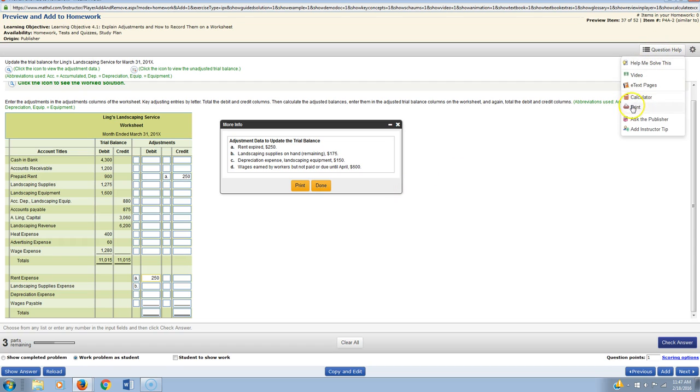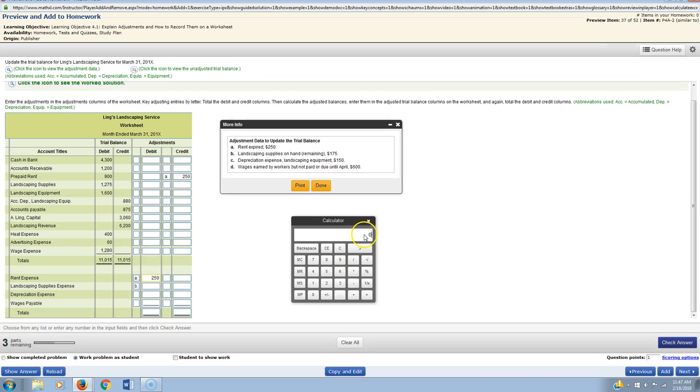I'm going to grab the calculator here from question help just to make sure I do this right. So if we started with or had available 1275, you can click right in there. You can do it on your keyboard as well. And then we want to back out the remaining inventory of the 175, and then hit the equals, and that would give you the fact that 1100 has been used up. So a used up cost becomes an expense, so I've got to debit the landscaping supplies expense account for $1100.